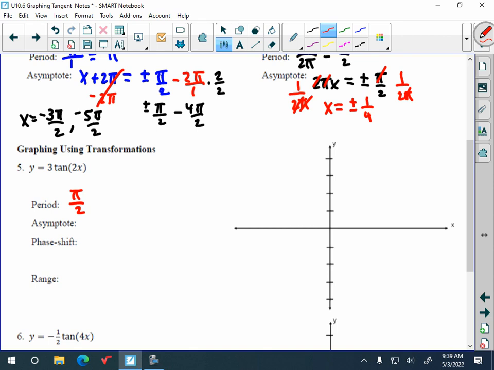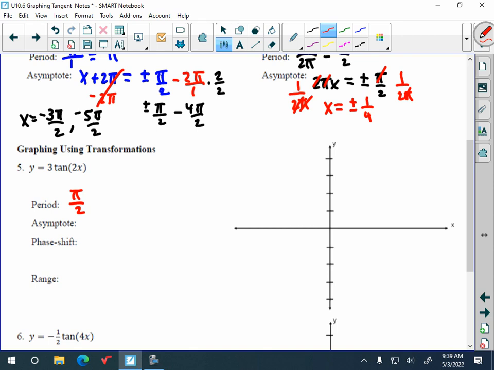Now, when we're graphing tangent graphs, you're not actually going to need to use the period in graphing. You can use it to verify that you graphed it correctly, but you don't actually need it to graph tangent graphs. And I'll show you why.